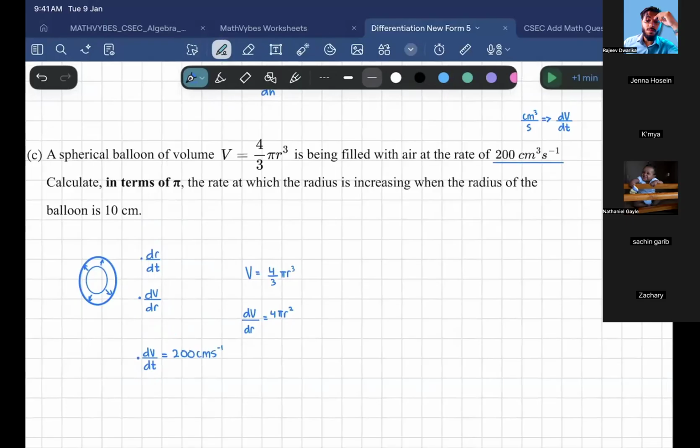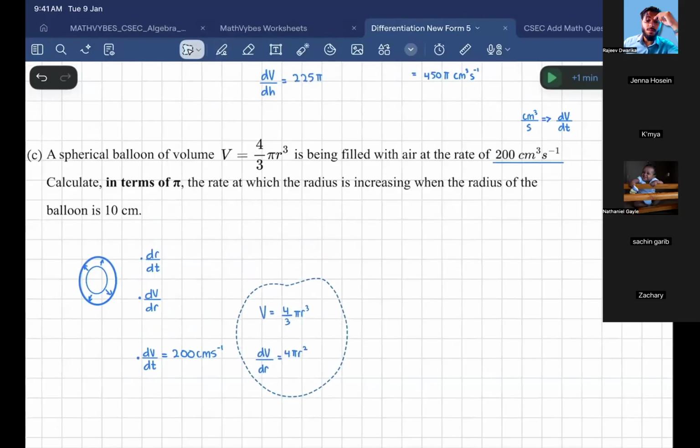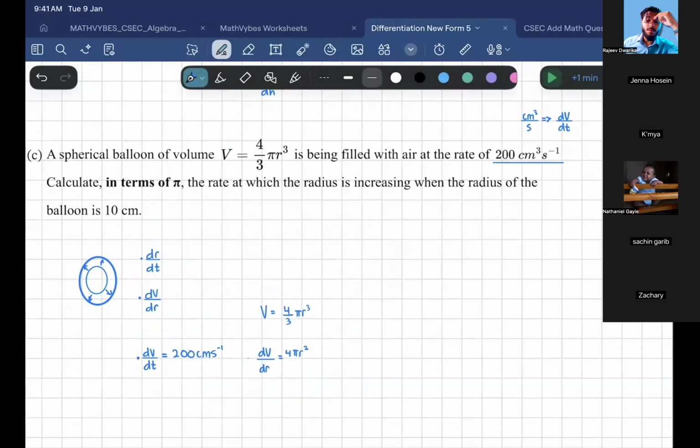And we know what dV/dr is, right? Check this out. Calculate in terms of pi, and then put the cube. I didn't put the cube, by 200 centimeters.